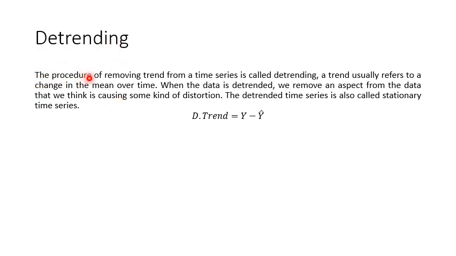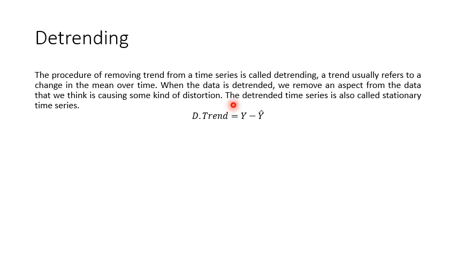The procedure of removing trend from a time series is called detrending. A trend usually refers to the change in mean over time. Then the data is detrended. We remove an aspect from the data that we think is causing some kind of distortion.